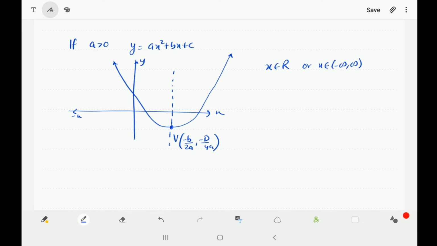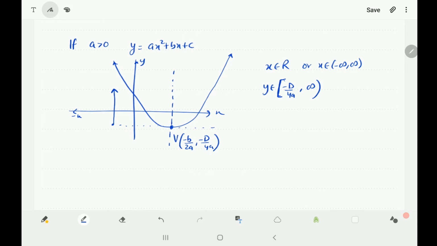Now moving on to the range of the polynomial function. The range is the values of y for which the function is defined. For x belonging to minus infinity to infinity, if you see the graph, what are the values on the y-axis which the graph is taking? The graph is taking the values from this point onwards to infinity. So the range of the graph will be minus d by 4a to infinity, closed at minus d by 4a.